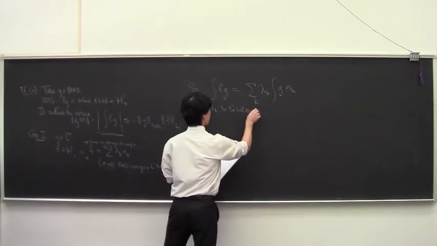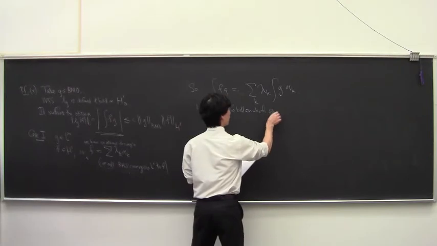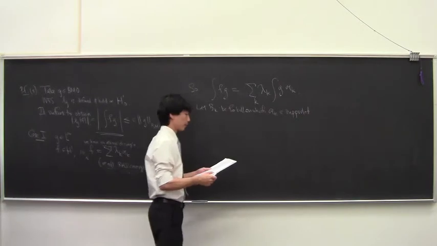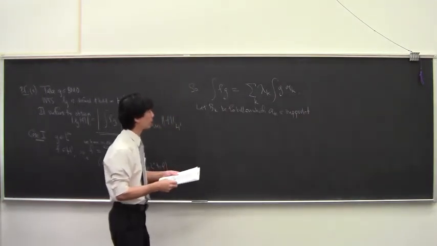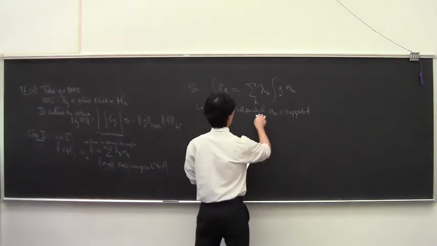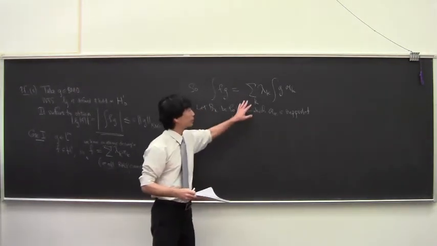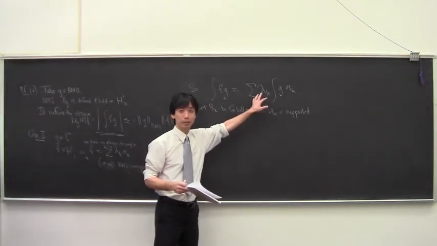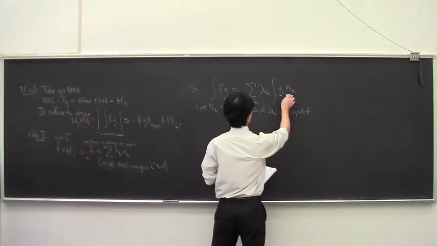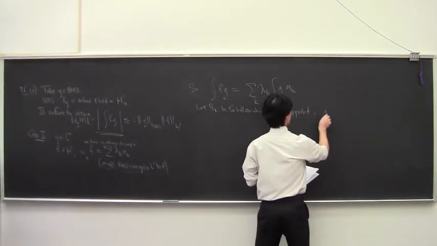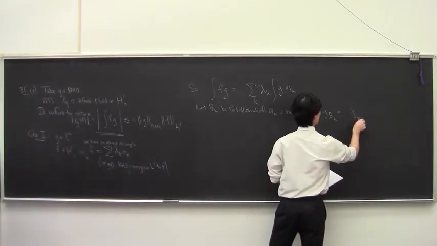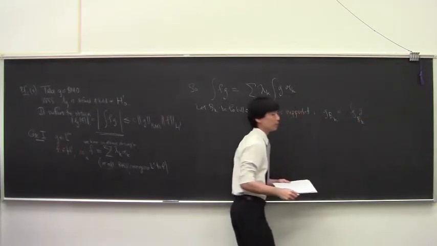on which A sub k is supported. So we're trying to slide in the BMO norm on the right hand side. And let g sub B k be the average of g on B sub k.